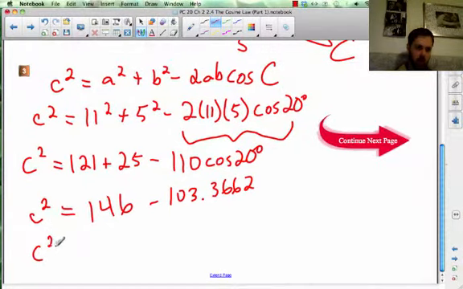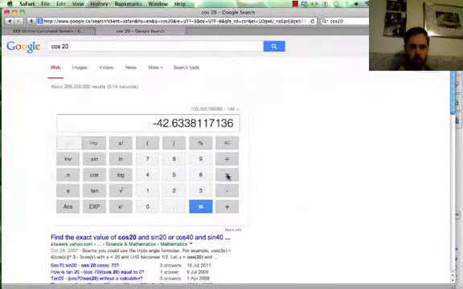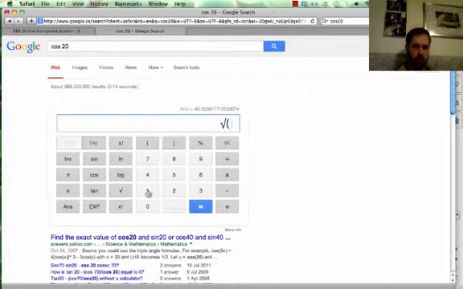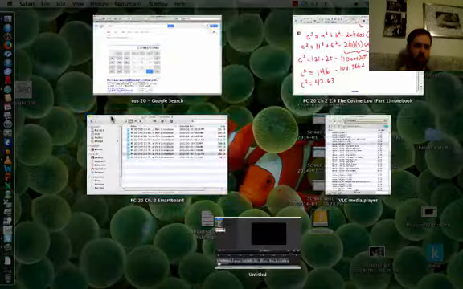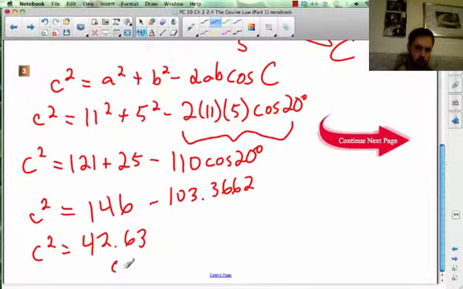So c squared equals 42.63. And then we're going to take the root of that, but I have to make it positive first. Now we're going to take the root of that answer. And we get c, which is 6.53. c equals 6.53.